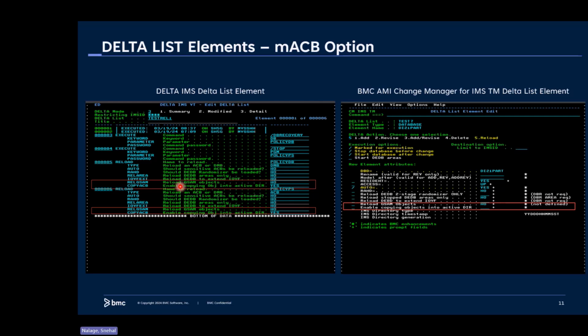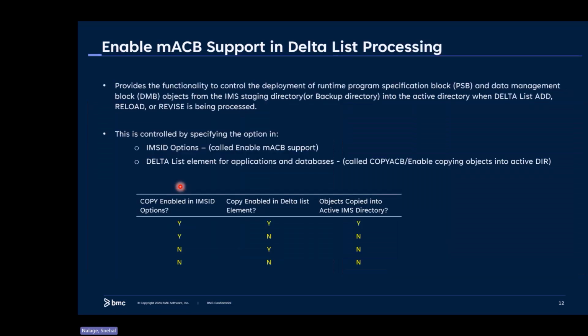Now, let's take a closer look at what these customization options really mean. The first one is enable MACB support in Delta list processing. This feature basically helps to manage how the runtime program and the data management blocks are moved from the IMS staging directory or backup directory for change manager for IMS-TM into the active directory when you process Delta list operations like add, reload, or revise.